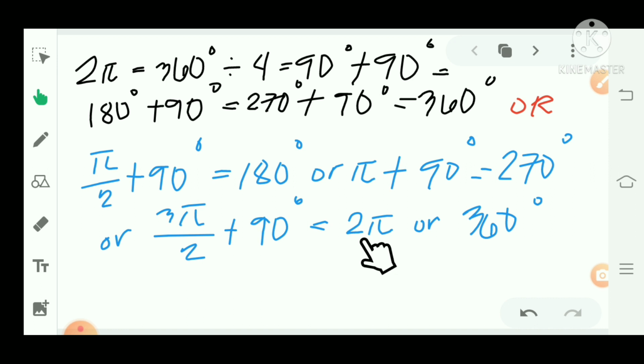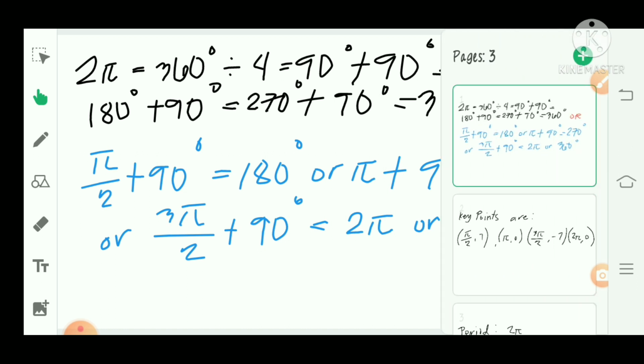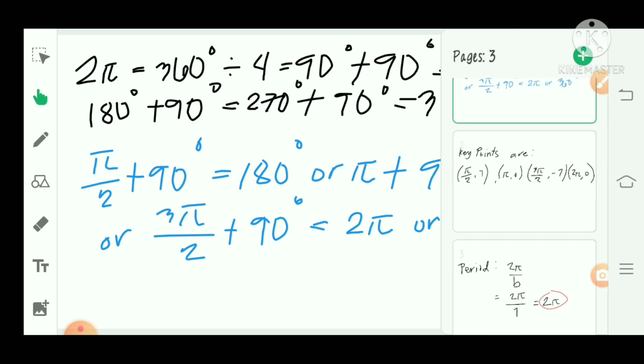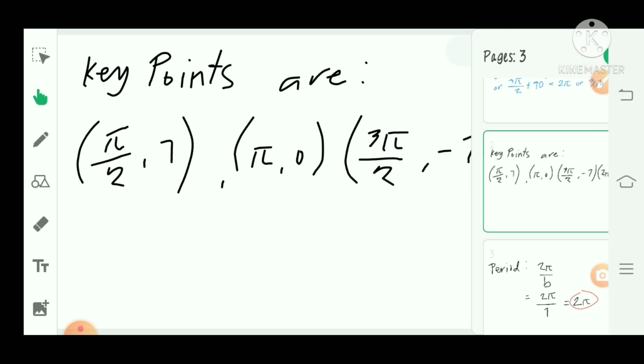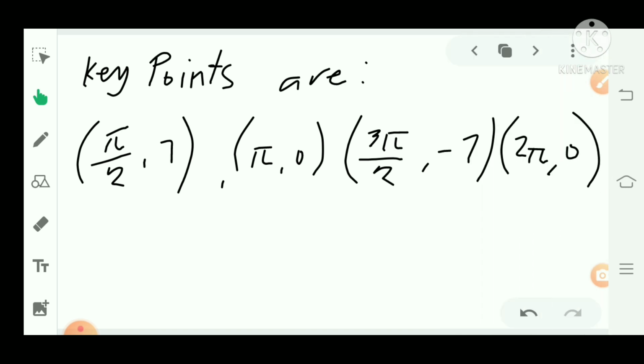Let us see these key points. Now, the key points are 0 and 0, pi over 2 and 1, pi and 0, 3 pi over 2 and negative 1, 2 pi and 0. Let us see this from the graph in GeoGebra.